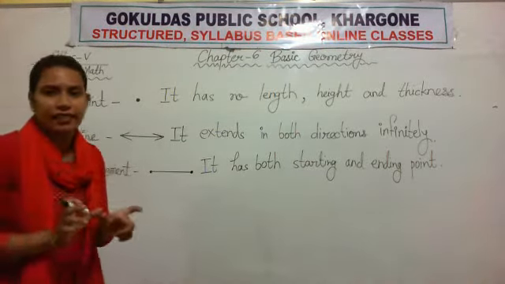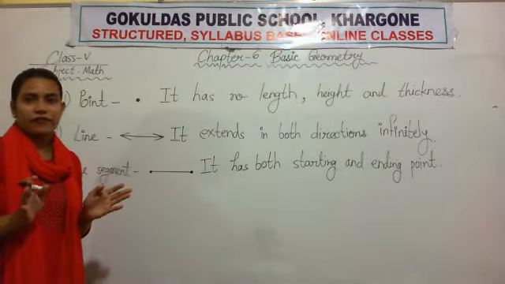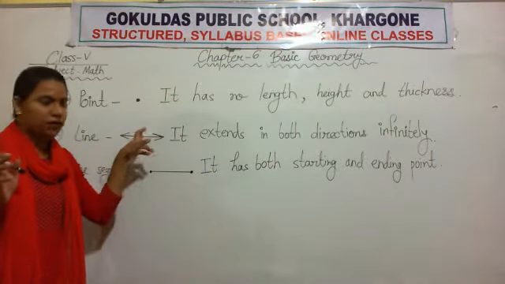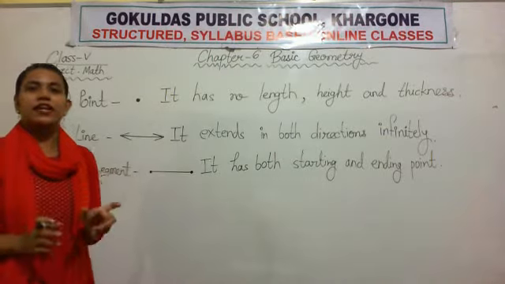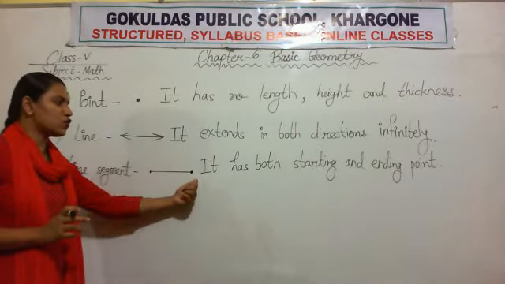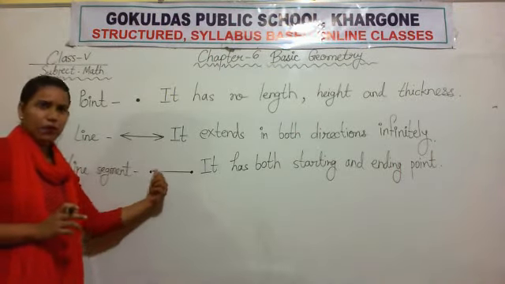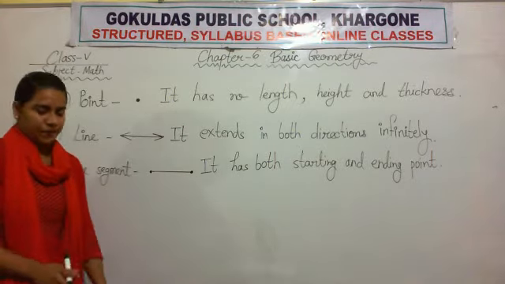A line segment has a definite length, but a line has no definite length. It is infinite in length. A line segment has a definite length. It has two endpoints, a starting point and an ending point.